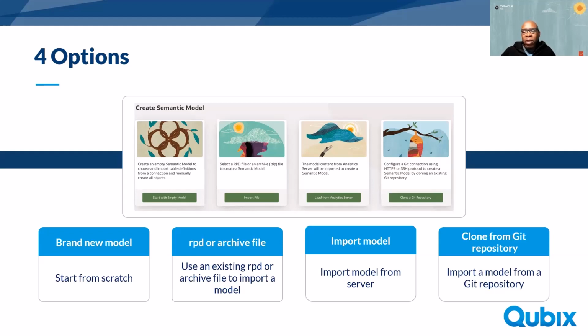Another area that we'll talk about a bit later on is the Git integration with the semantic modeler. So if you have a repository that's already uploaded to your Git repository, and you want to make a clone of that, then you will choose the 4th and final option.